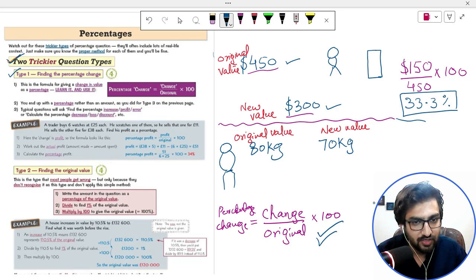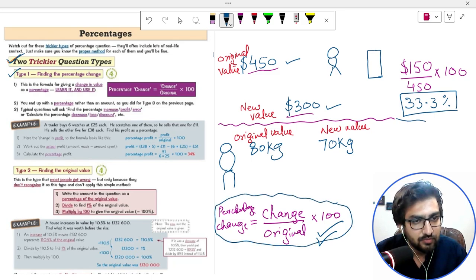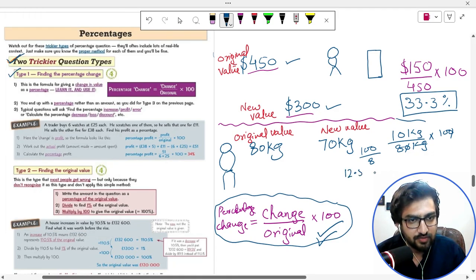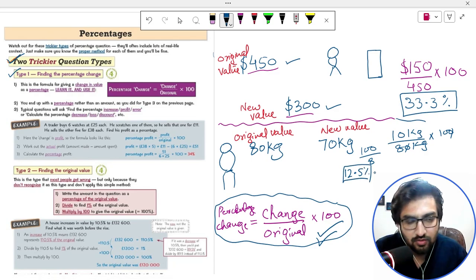I have used this formula: change divided by original multiplied by 100. Now let's use the same formula in example number 2. What is the change between these two values? 10 kilogram. Divided by the original, what was the original? 80 kilogram. Multiply by 100 and solve. The 0 will cancel out with that 0, and 10 times 10 is 100. So 100 divided by 8, that is 12.5%. So actually he lost 12.5% of his weight.